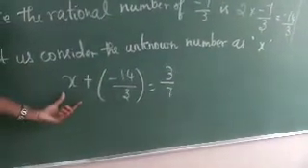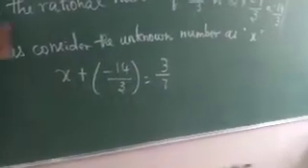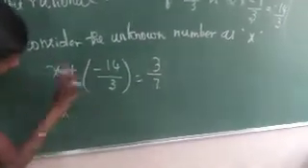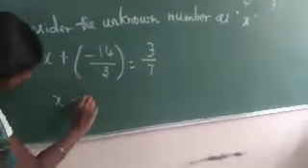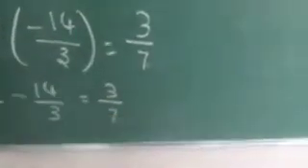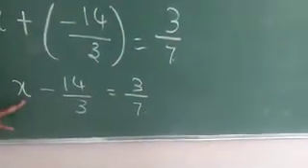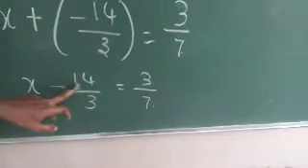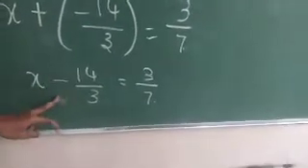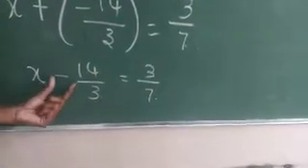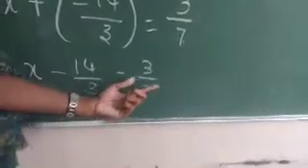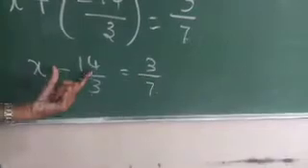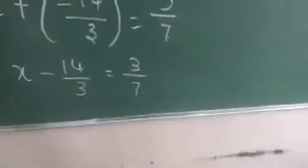Now you have to find the value of this x. See here, in the next step you simply remove the bracket. Plus into minus is minus, so x minus 14 by 3 is equal to 3 by 7. Now you have to find the value of x. Here we have minus 14 by 3. You already know in an equation, whenever you transport a subtraction to the RHS, that means the right hand side of the equation, the subtraction becomes addition. So you simply add.